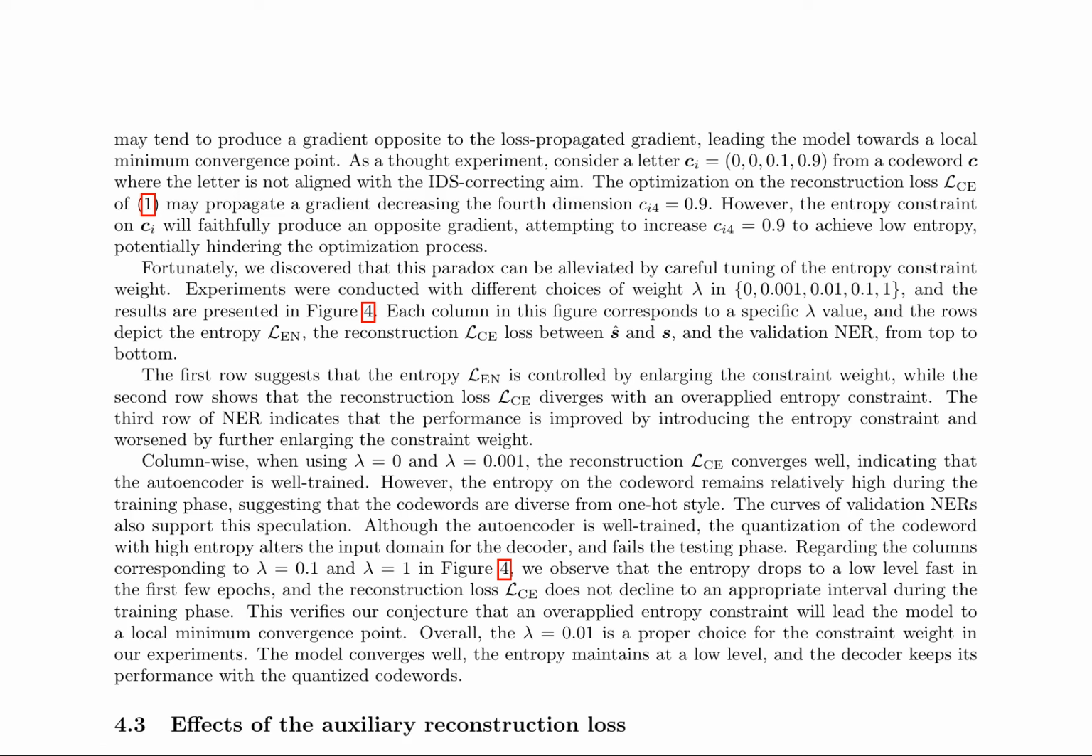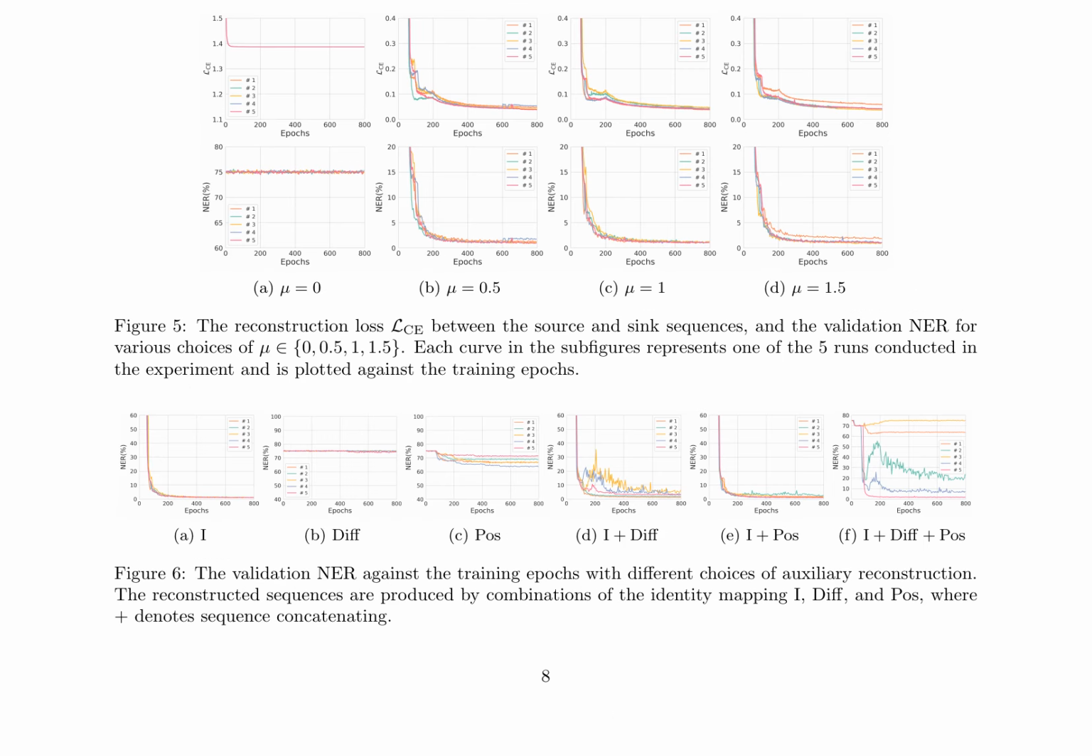The optimization of the model's parameters to achieve low entropy and good reconstruction loss is a crucial challenge. Careful tuning of the entropy constraint weight is essential to avoid local minimum convergence. Experiments have shown that a weight of 0.01 is optimal, allowing for good convergence, low entropy, and maintained decoder performance.